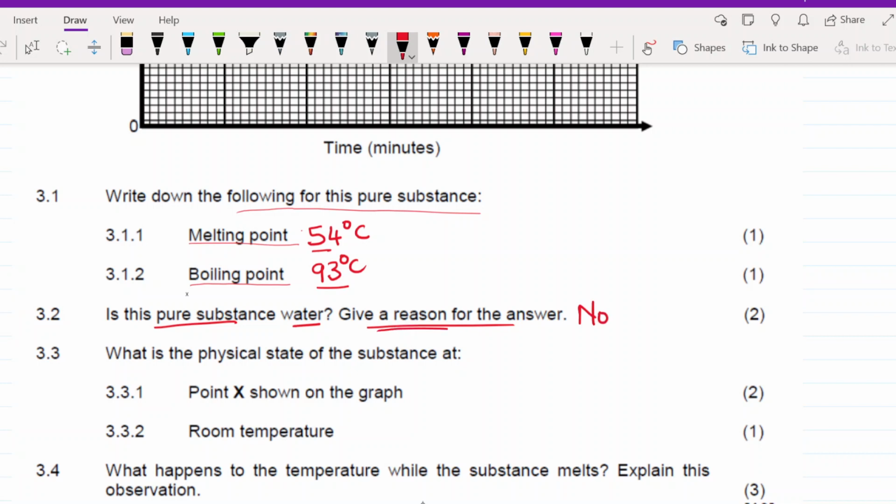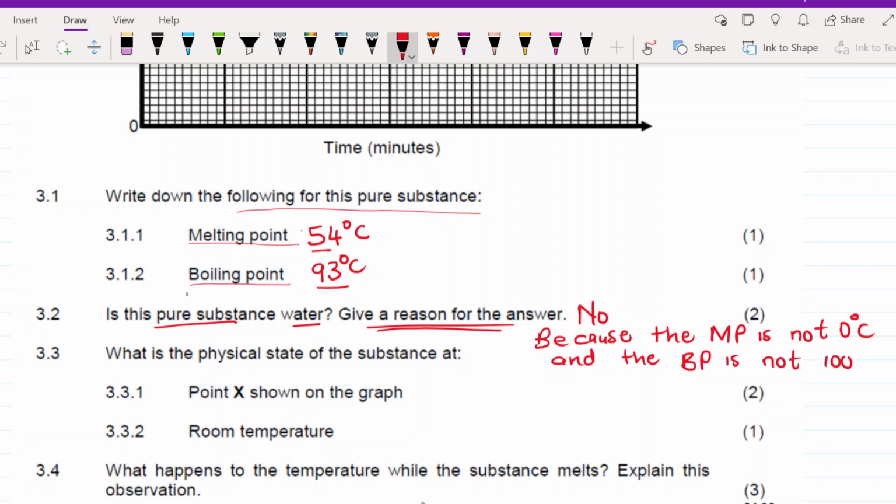When they say give a reason for your answer, you just tell them that because the melting point is not 0 Celsius degrees and the boiling point is not 100 Celsius degrees. That's the reason we say it's not water.